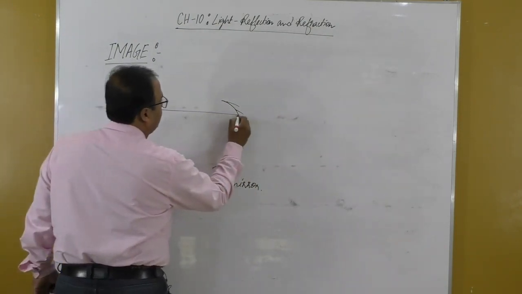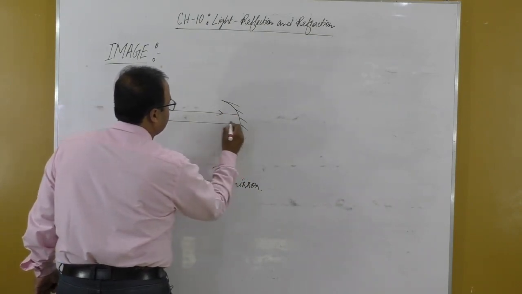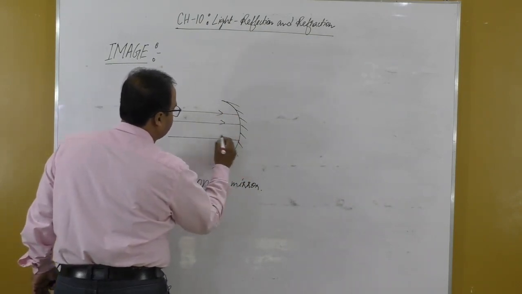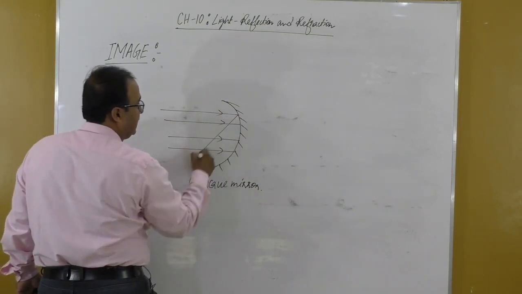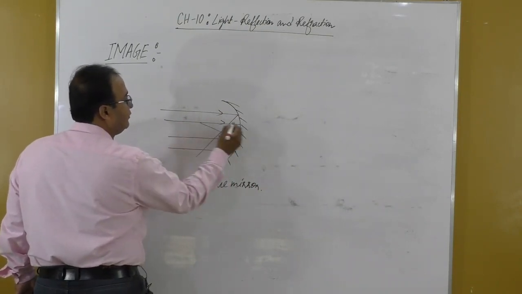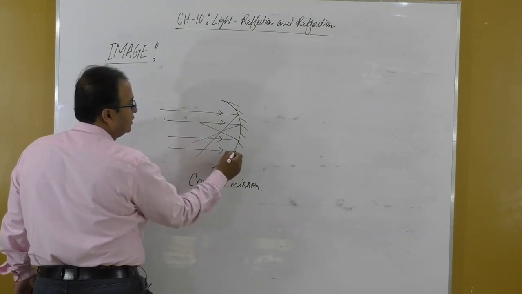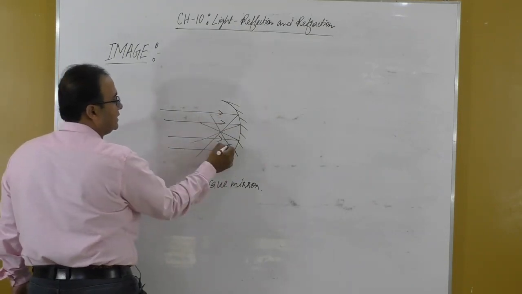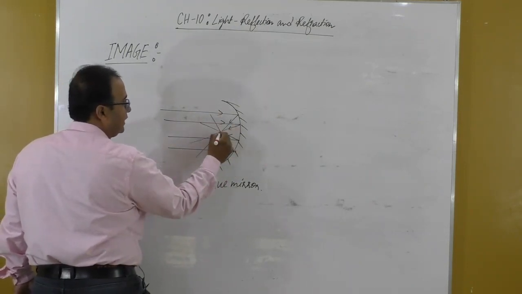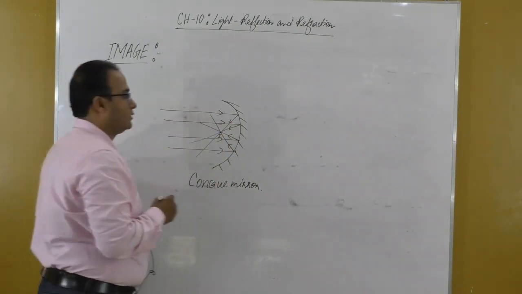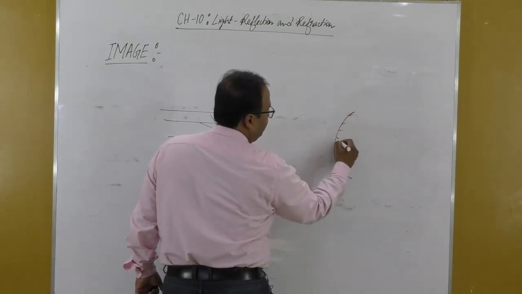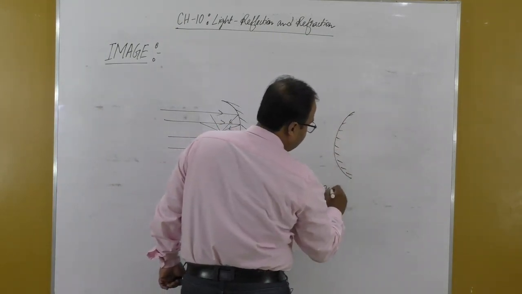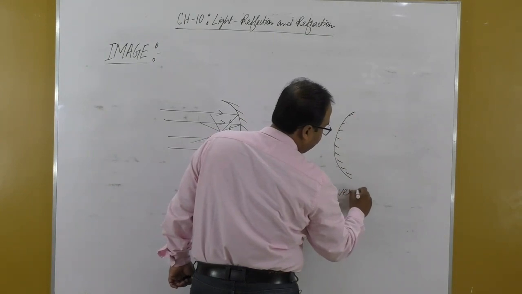If I allow a beam of light to fall on this mirror, after reflection, the light rays converge at a point. After reflection, these light rays converge at a point, and this point is called image. This is a convex mirror.